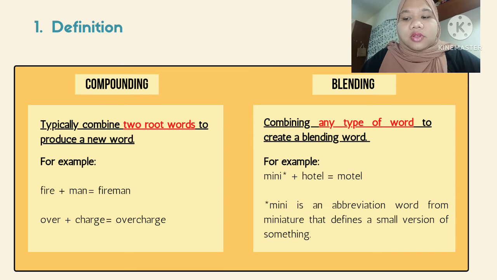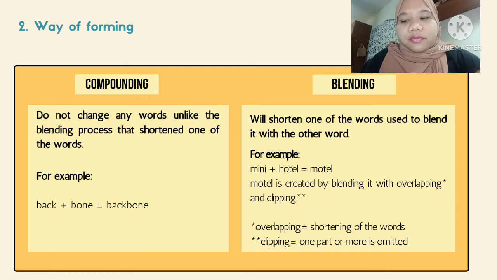The next difference is the way of forming. Compounding and blending differ in the way they form their words. For example, compounding does not change any words, unlike the blending process that shortens one of the words. If we look at a compounding example, we take back plus bone. Back is compounded with bone to become backbone, and it doesn't change either word, back or bone. It just compounds and becomes backbone.